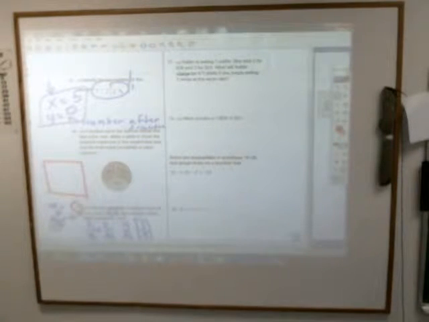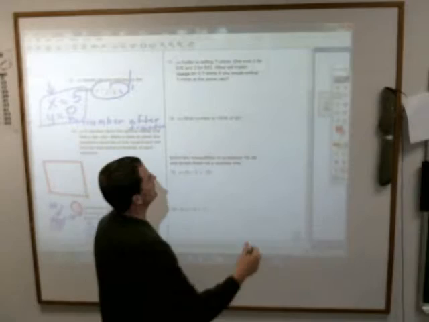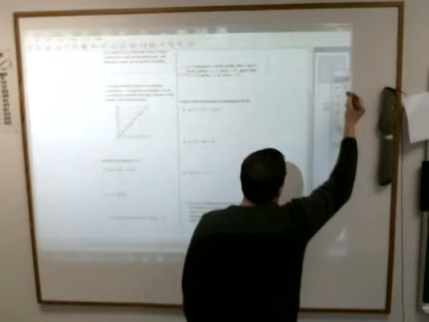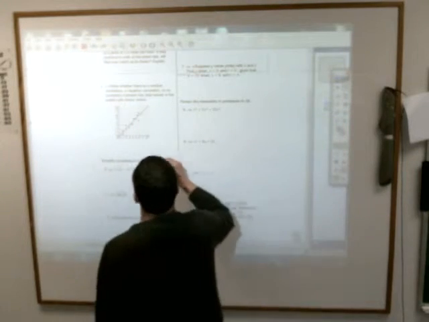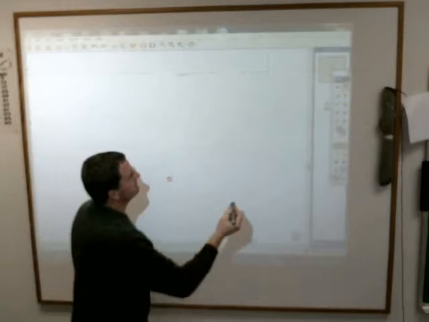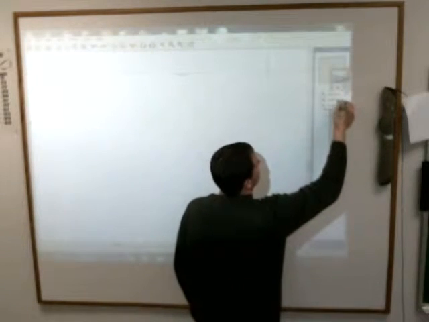Lucas Spaniel, can you do number 3? Nope. Any other questions? Number 3. I really want that a little bigger. Can I get it a little bigger? Ready?